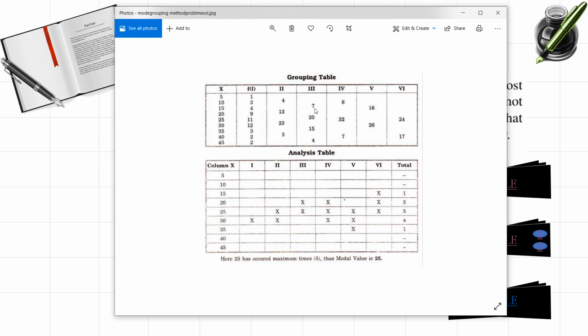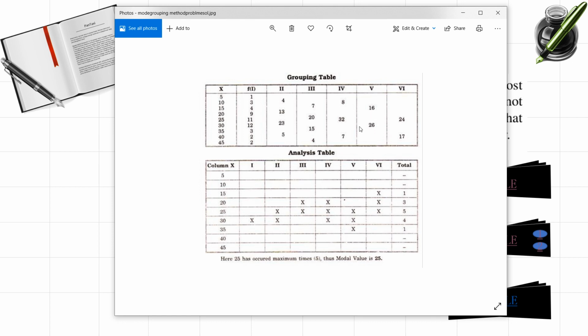Next, in the third column, the highest value is 20. From where did we get this 20? By adding 11 and 9, right? So 9 corresponding x value is 20 and 11 corresponding x value is 25. At the two places keep cross marks. Next, the fourth column highest value is 32 and we got that 32 by adding the frequencies 9, 11 and 12. 9 corresponding x value is 20, 11 corresponding x value is 25, 12 corresponding x value is 30. At the three places you just keep cross marks.